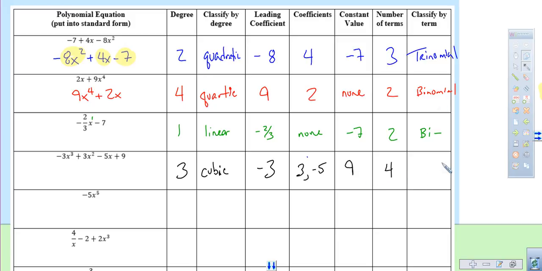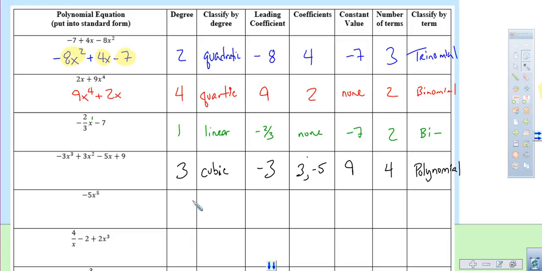And the way this works is that when you name it by the number of terms, when you get to 4, we just start calling it a polynomial. So it doesn't become anything special. So anything past 3 becomes just a polynomial in general.